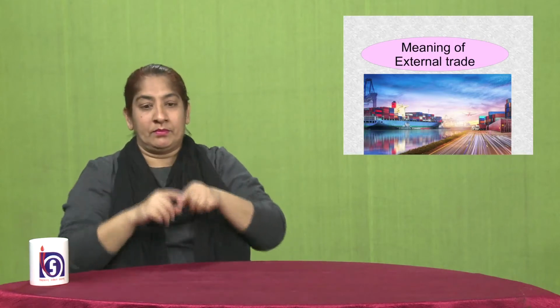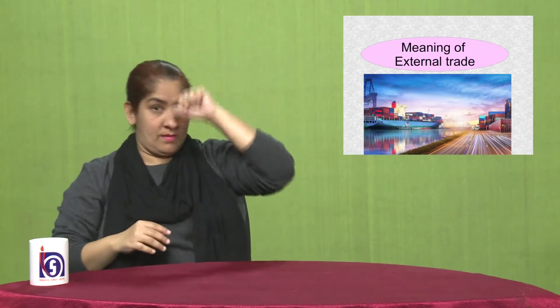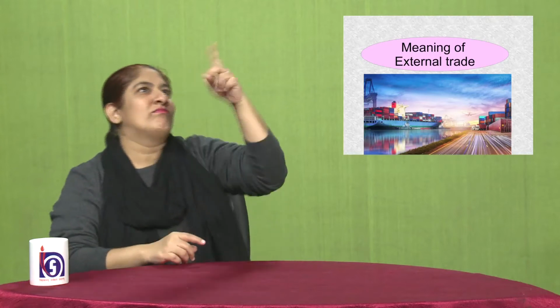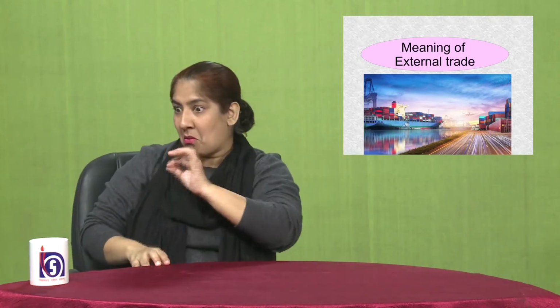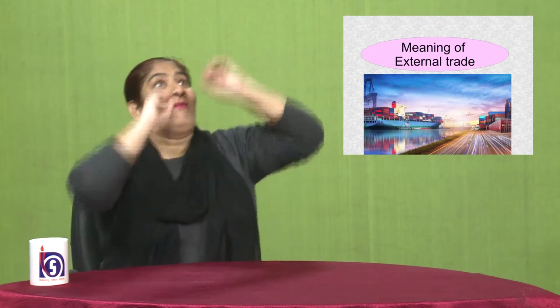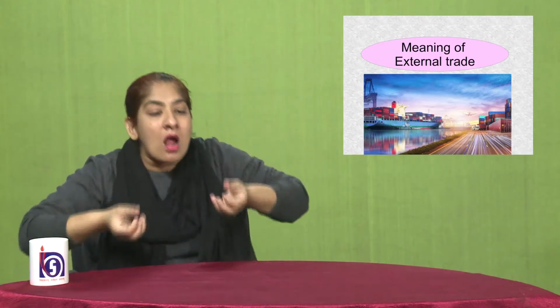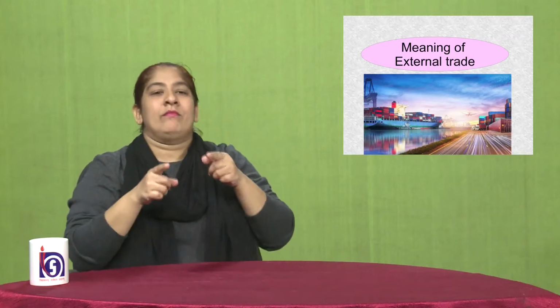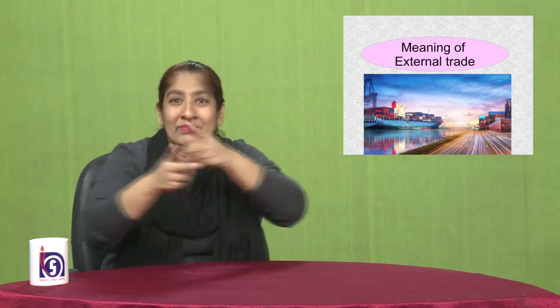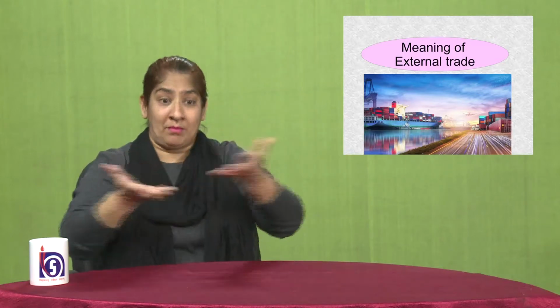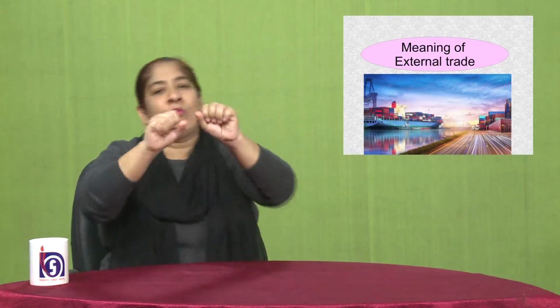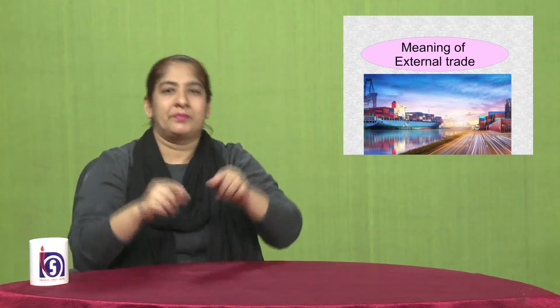What is the meaning of external trade? So friends, the meaning of external trade is when we look at the products outside the country and we like it, we order it in bulk. So similarly, import and export happens. But how does it happen? As you see in the picture, there is shipment through ship. So how do all these products work?